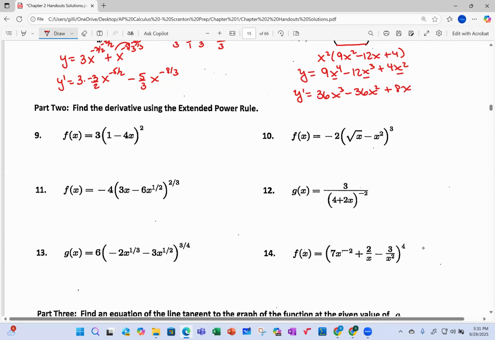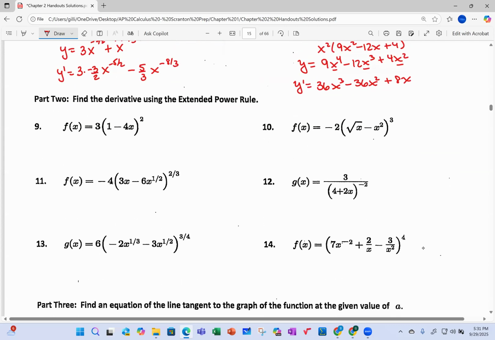Now in part 2, we are to differentiate using what is known as the extended power rule. We're going to extend the power rule over a quantity. And you can get this right if you can count to 4. The first step is found by dropping down the power in front and multiplying. That's step 1.